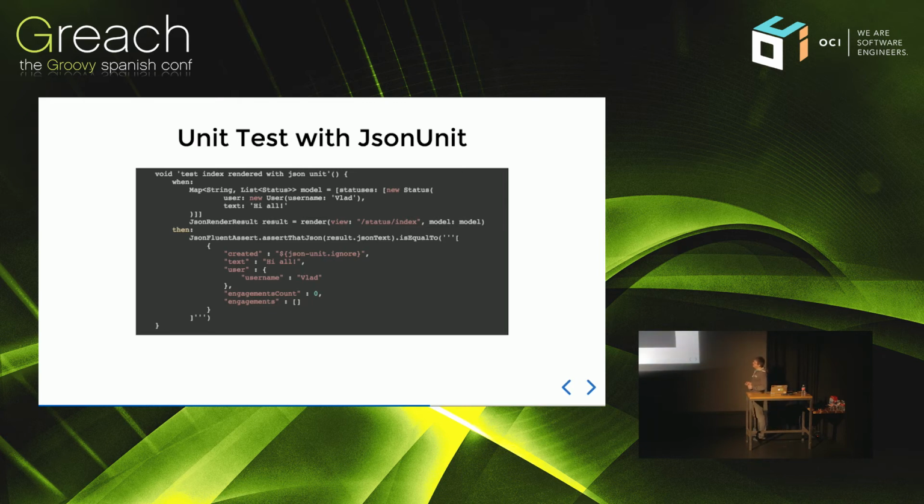And for example, you can ignore some stuff. There are a lot of placeholders you can use. For example, created could be every time the recent date, basically now. So you can ignore it and say, okay, the text should be hi all, user has a username Vlad. I think this gives you a much better picture of what you are going to test, what the expected result is. So this was the view. This was the JSON rendered.